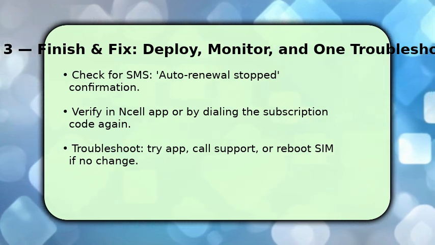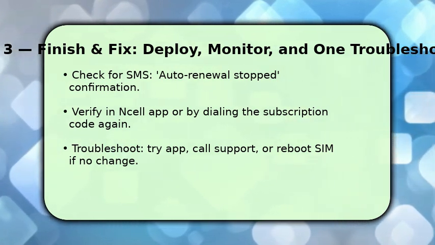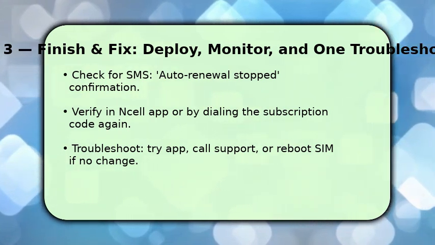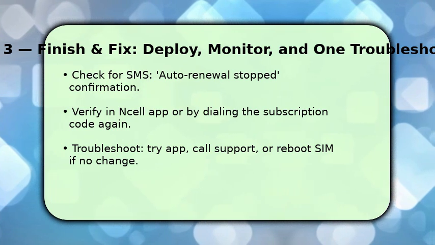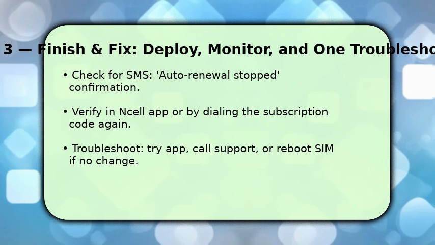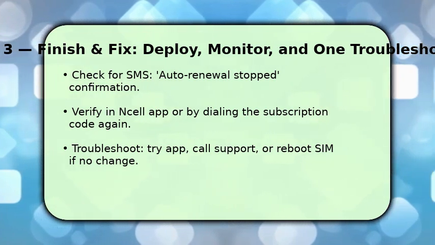If you don't see confirmation, make sure you selected the correct pack and confirmed, then reboot the phone or reinsert the SIM. If issues persist, contact Ncell support. Explain the steps you took and provide the SMS timestamps so they can trace the issue.